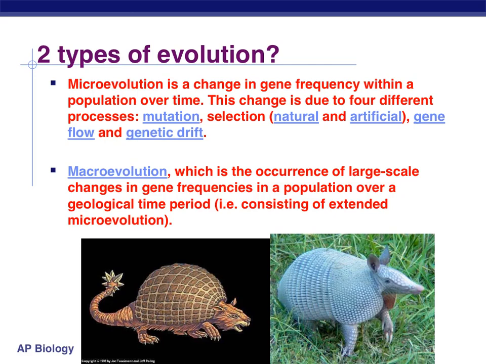In terms of macroevolution, macroevolution is the occurrence of large-scale changes in gene frequencies in a population over a geologic time period. So it's kind of like microevolution, but it's taking an even longer time. So think of it as microevolution has the ability to change gene frequencies in a population over a fairly small period of time actually, whereas macroevolution is happening over an extensive period of time. So we're talking hundreds of thousands of years and eons and epochs and stuff like that.